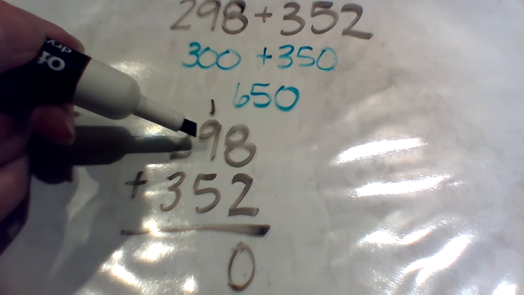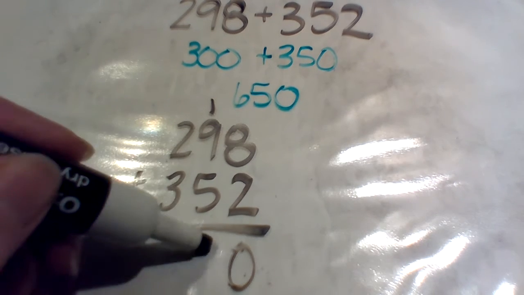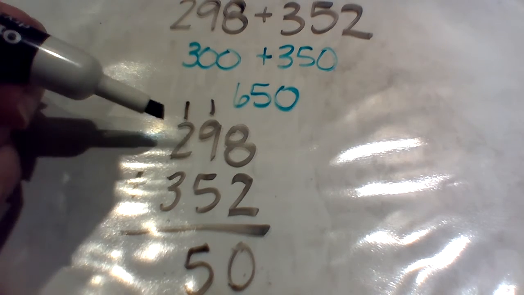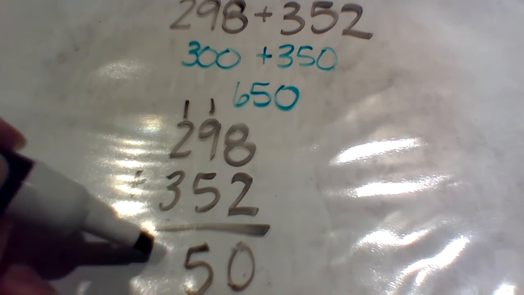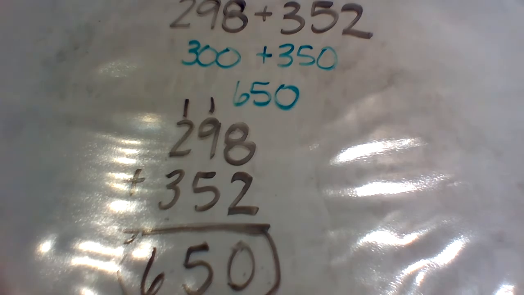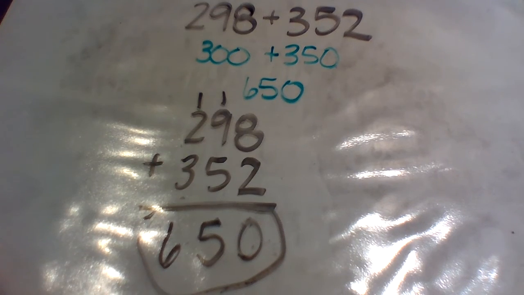1 plus 9 is 10. 10 plus 5 is 15. So I put my 5, carry my 1. 1 plus 2 is 3. 3 plus 3 is 6. So there is my actual answer. And check that out. Our estimate is the actual answer.